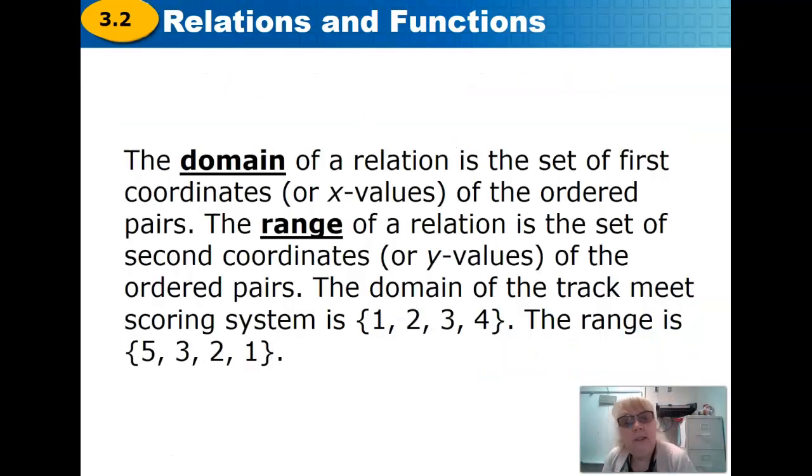The domain of a relation is the set of the first coordinates or x values of the ordered pairs. The range of a relation is the set of second coordinates or y values of the ordered pairs. The domain of the track meet scoring system is 1, 2, 3, and 4 to correspond with first, second, third, and fourth place. And then the range is the point values, 5, 3, 2, 1, but remember I want you to write it 1, 2, 3, 5.